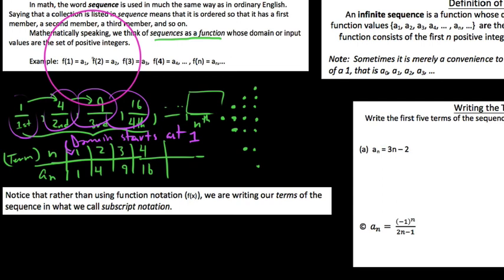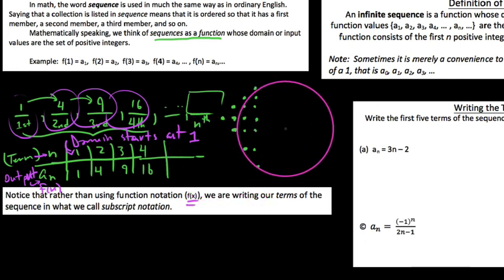So that being said, notice that rather than using function notation, so instead of f of x, we're writing our terms of the sequence in what we call subscript notation. So we use n to indicate the term that we're at, but we use a sub n, kind of like f of n notation. You'll see both of these, but get used to this. We call this the output, or range value, or y value, of our sequence here, a sub n. So a quick commentary on this one.